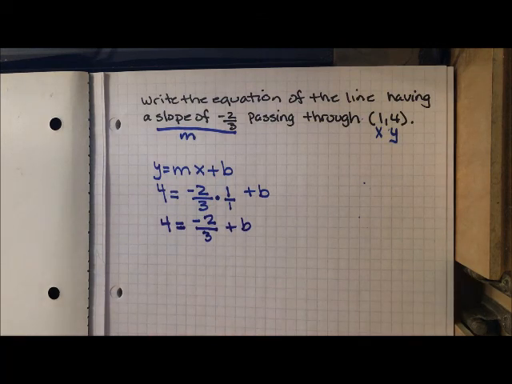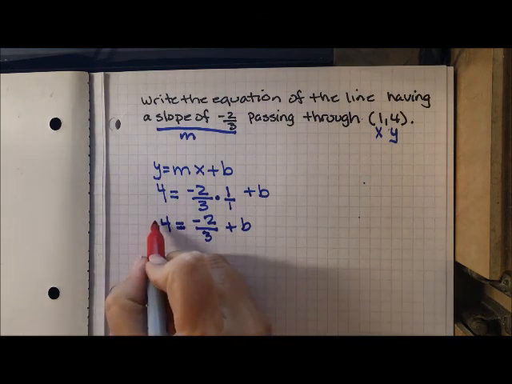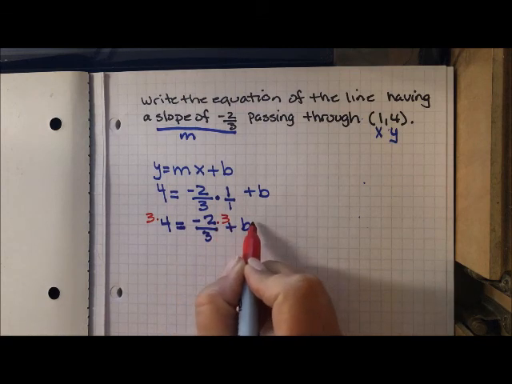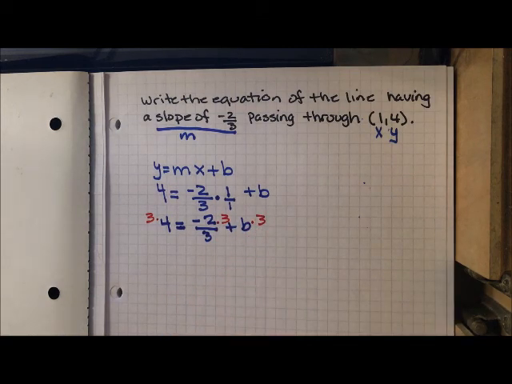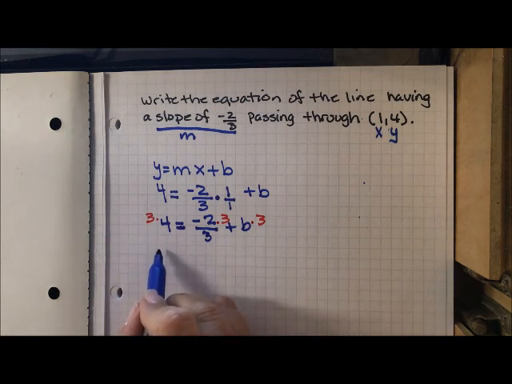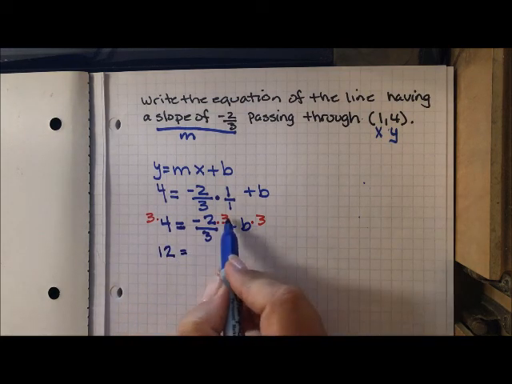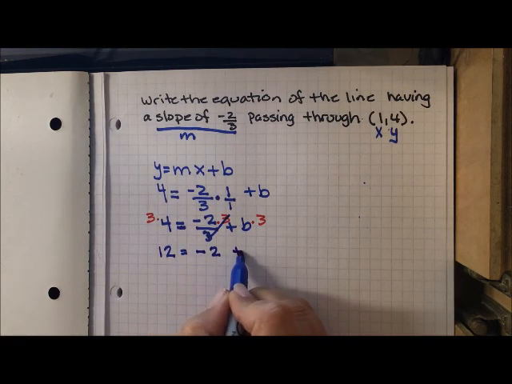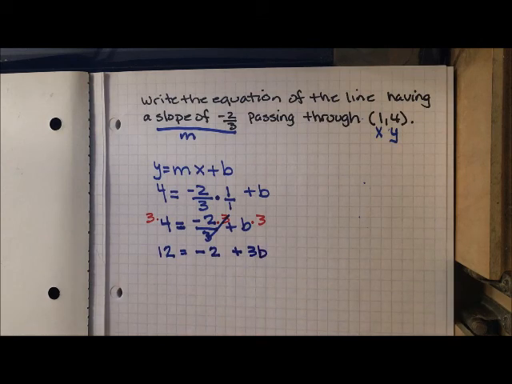And here again, I'm going to multiply everything in the equation by the denominator so that we're no longer dealing with a fraction. I'm going to multiply by 3 here, 3 here, and 3 here. And let's see what we get. 3 times 4 gives me 12. My 3's are going to cancel out, leaving me with -2. And then 3 times b is 3b.